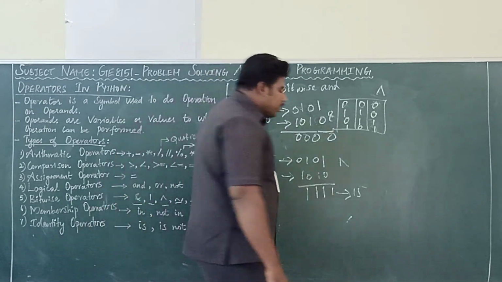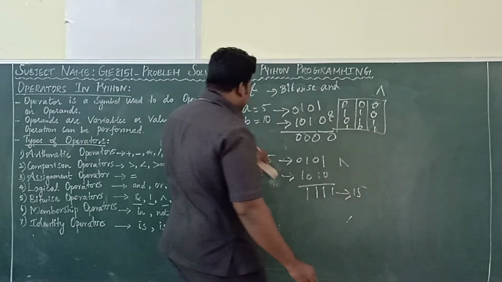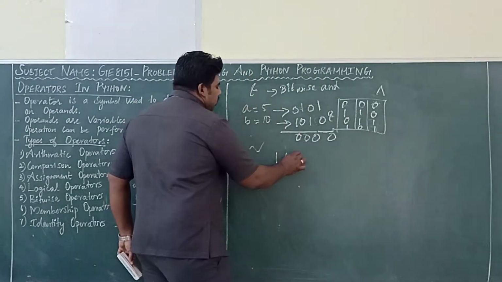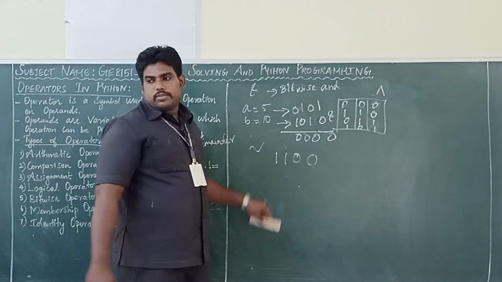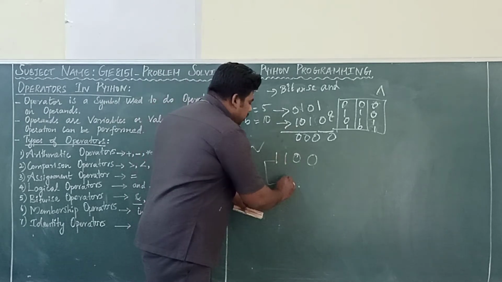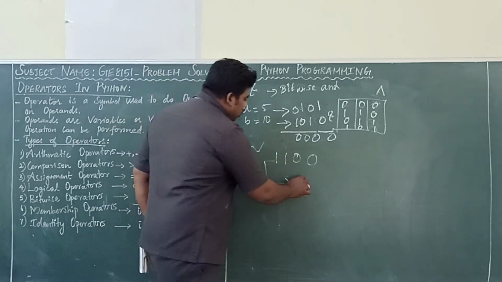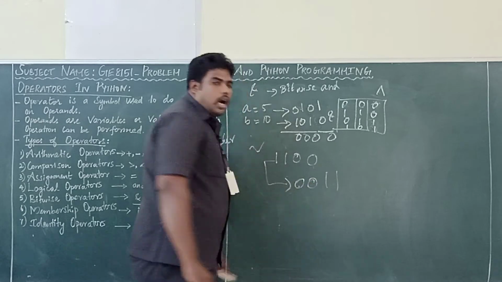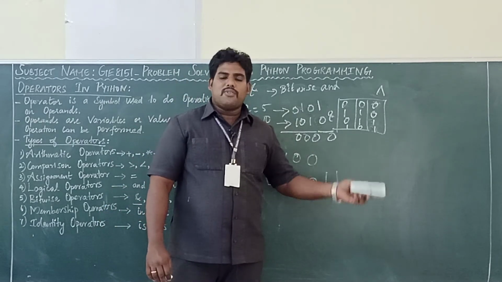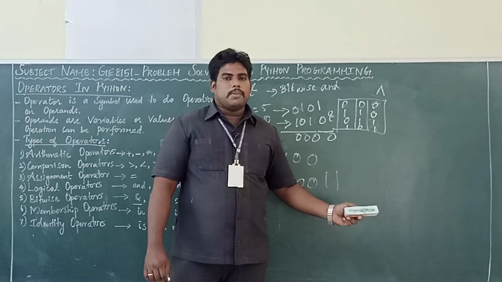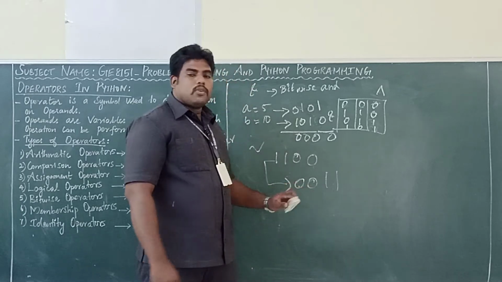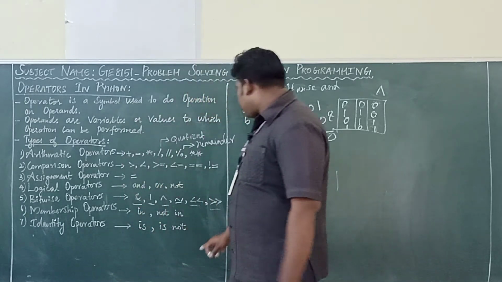Complements. What is one's complement? This complement symbol is very easy. For example, there is one number like this, 1100. If you take the complement, it is 0, 0, 1, 1. All the zeros are converted to ones. All the ones are converted to 0. That is complement. Zeros are converted to ones and ones are converted to zeros. What's the next one here?